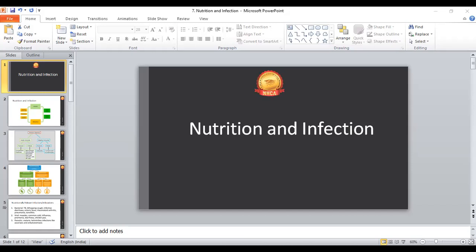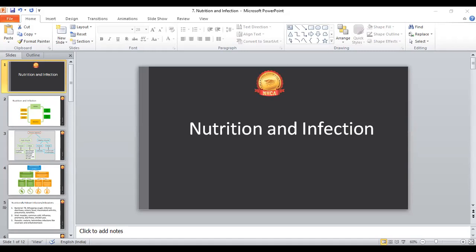So what happens in case of malnutrition is there are certain vitamins and minerals which are very essential to keep your immunity intact. If your immunity is not intact, you will acquire infection. That is how malnutrition will lead to infection.